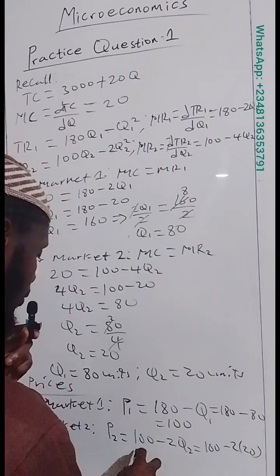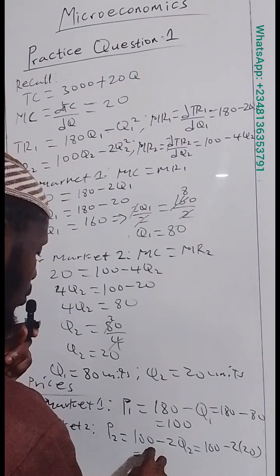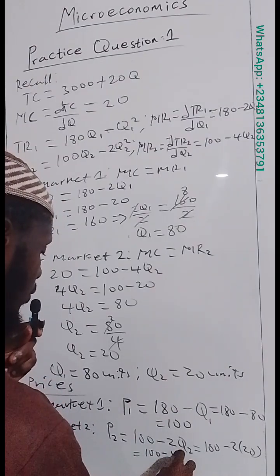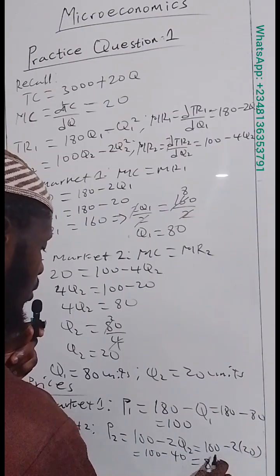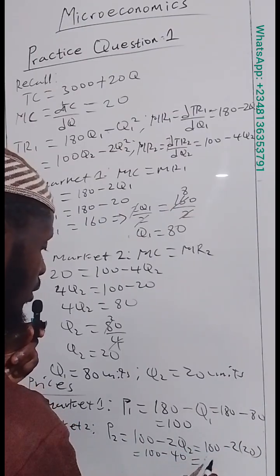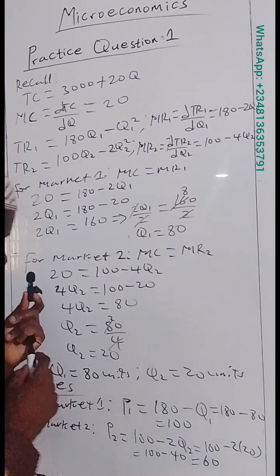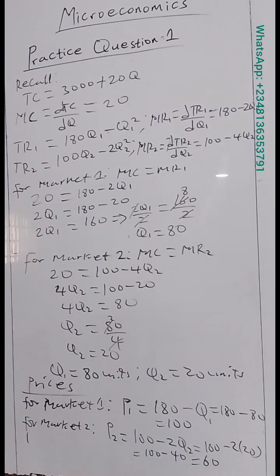Then we have P2 equals 100 minus 40, which is equal to 60. So meaning that the price charged in the second market is 60. So this is the second question.